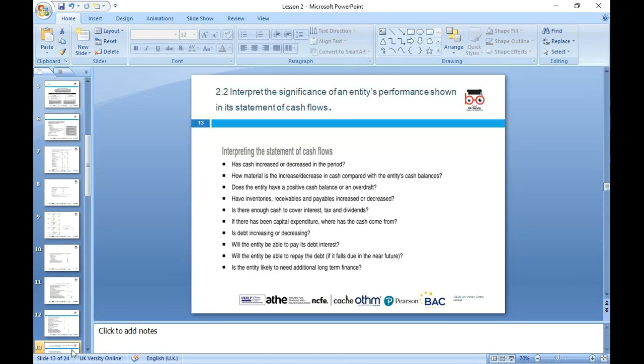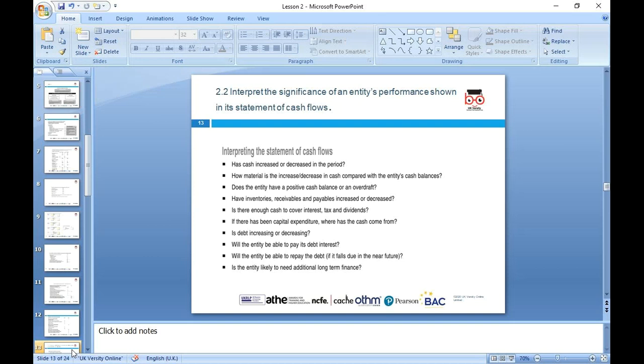Okay, next, now interpret the performance of the company. We can look around and interpret: has the cash increased during the period? Have the materials increased or decreased, like inventories? Does the entity have positive cash flow or an overdraft? Have the inventories and the receivables increased or decreased? Is there enough cash to cover interest, tax or dividend? Is there any capital expenditure, which means investment in non-current assets? That's called capital expenditure.